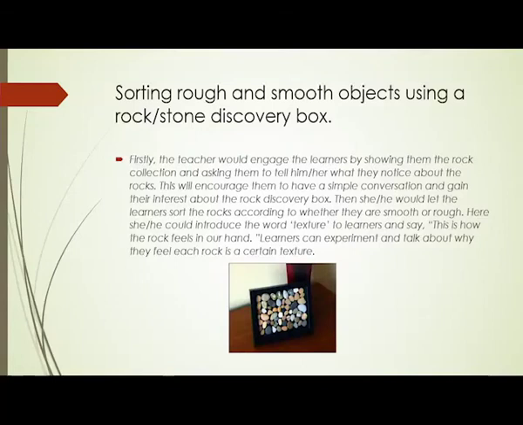Then the teacher would let their learners sort the rocks according to whether they are smooth or rough. So they have looked at the stones, they have talked about the stones, the differences that they see. Now they are going to touch, and now they are going to classify them according to rough or smooth.